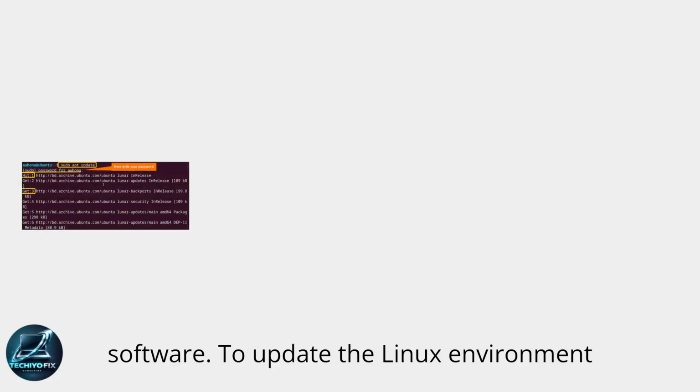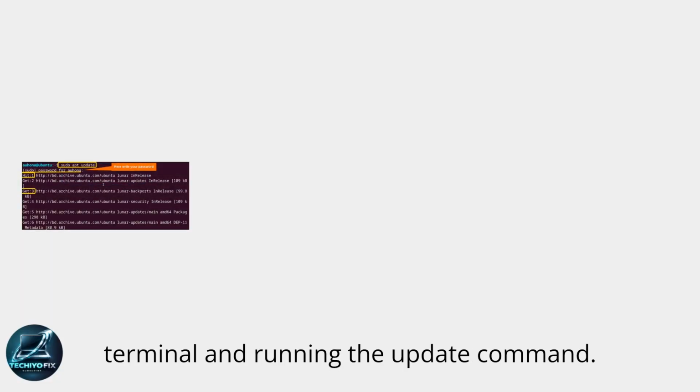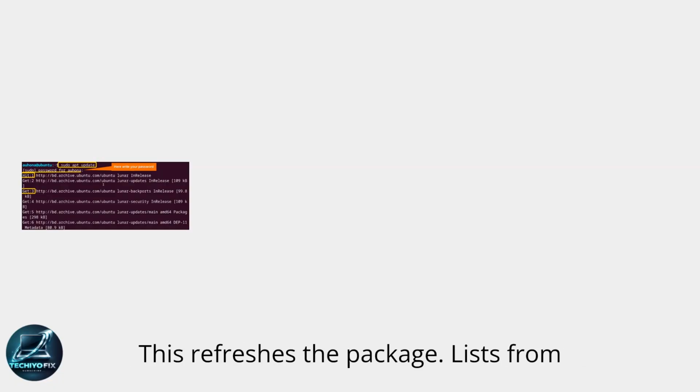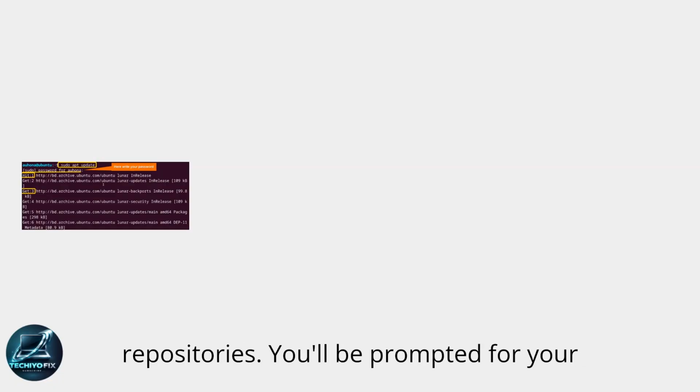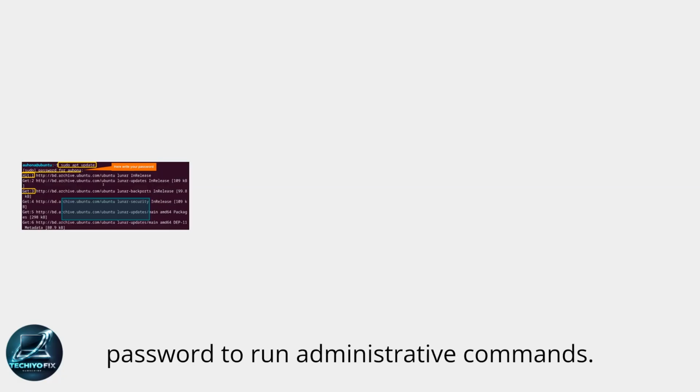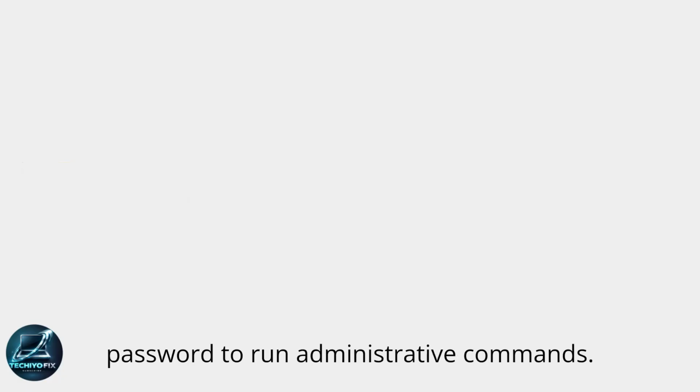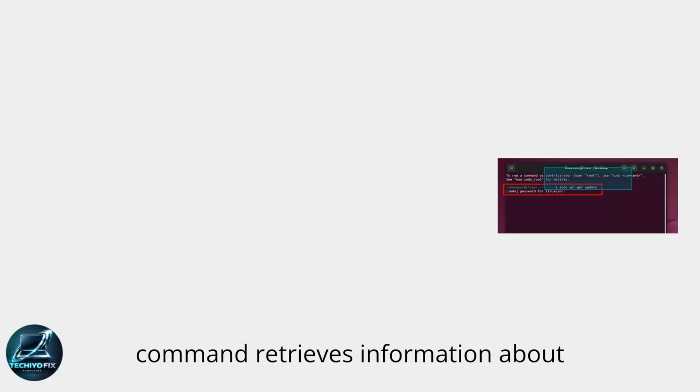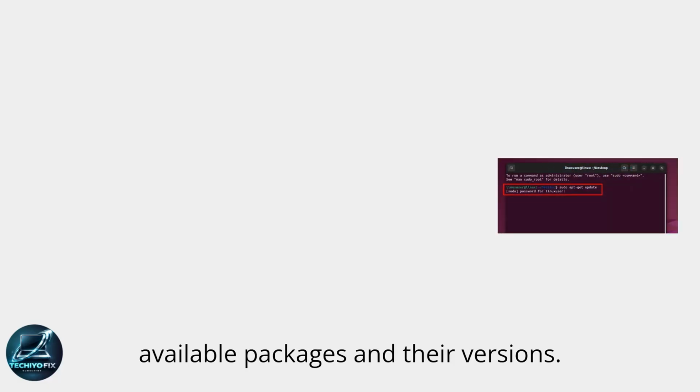To update the Linux environment on your Chromebook, start by opening the terminal and running the update command. This refreshes the package lists from repositories. You'll be prompted for your password to run administrative commands. Enter it when requested. The update command retrieves information about available packages and their versions.